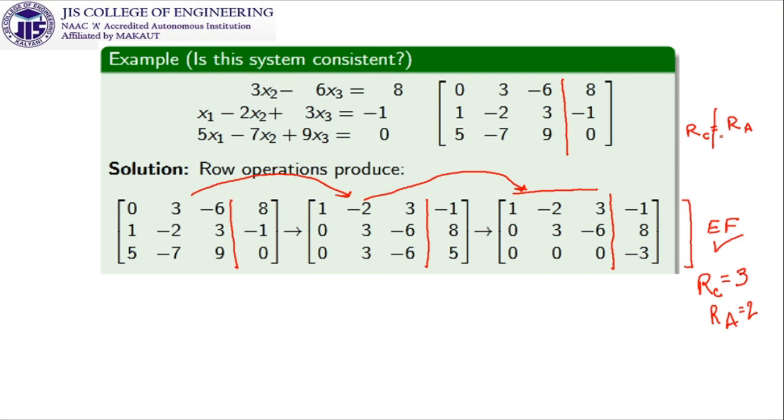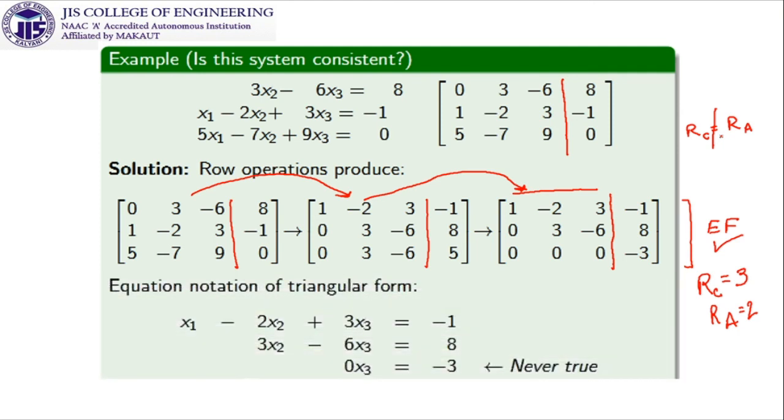If you want to verify it, from the general procedure we are following, look at this. If we want to convert this triangular form into equations, we get x1 minus 2x2 plus 3x3 is equal to this, and this one is this, and 0 into x3 is equal to minus 3. Is it possible? 0 into some value is equal to minus 3? It is never possible. So we are reaching an inconsistent, illogical situation.